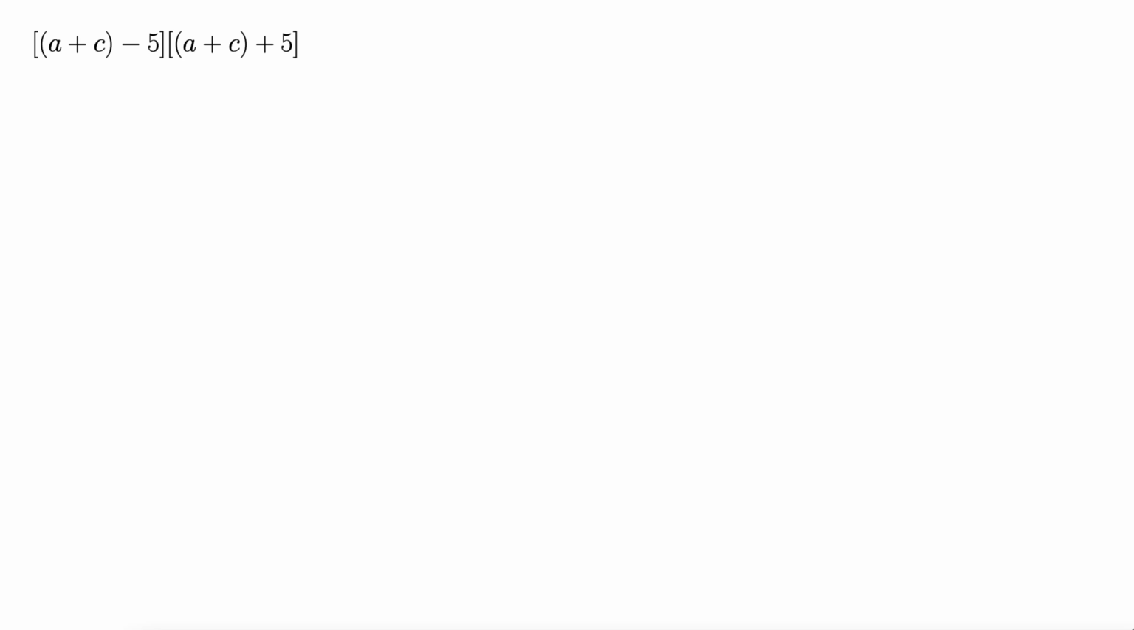What a strange looking problem this is. Let's see, we have (a + c - 5)(a + c + 5). Believe it or not, this is still a sum and difference of binomials problem. What I mean by that is we use this formula, (a + b)(a - b). Remember, that's a squared minus b squared.